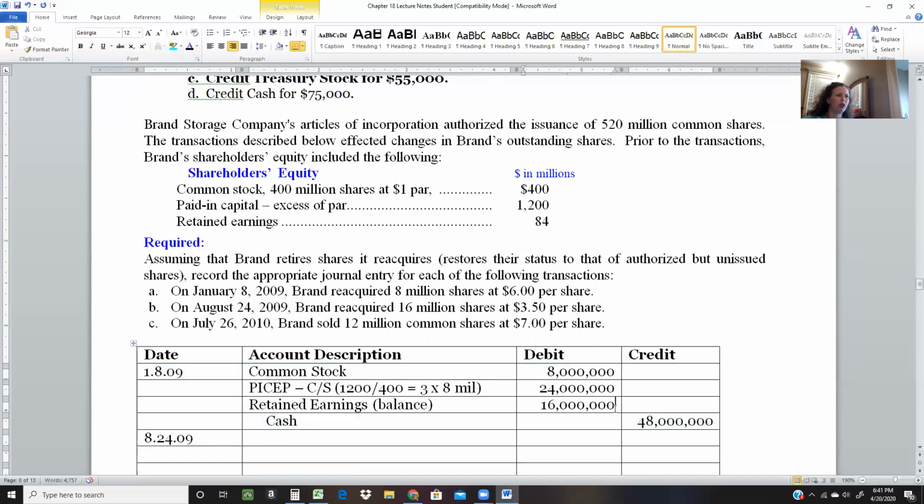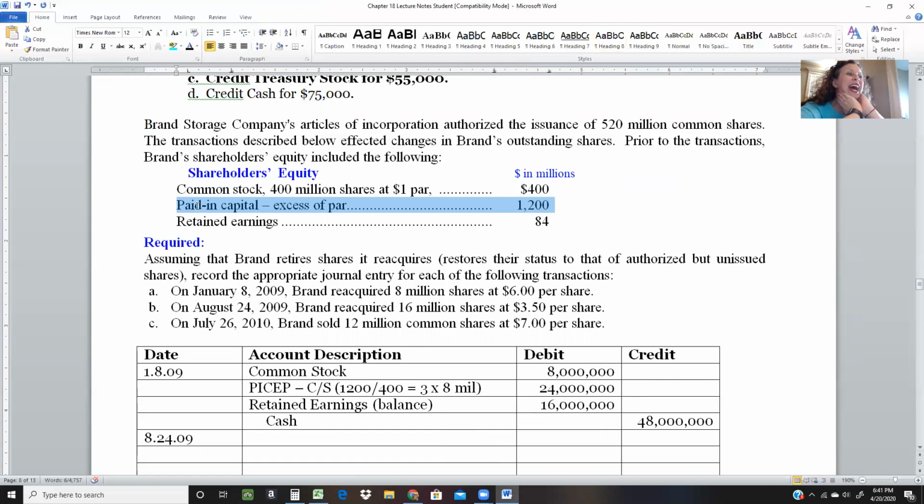Okay, so let's just talk about it. 8 million shares, $1 par value means $1 goes there. So what happens is we can reduce our PICEP proportionately. We have 1,200 million in PICEP out of 400 million shares. So it looks like when we were selling shares, we had an extra $3 per share in the PICEP account.